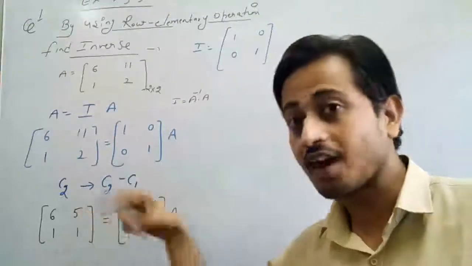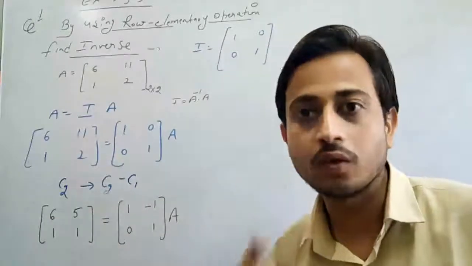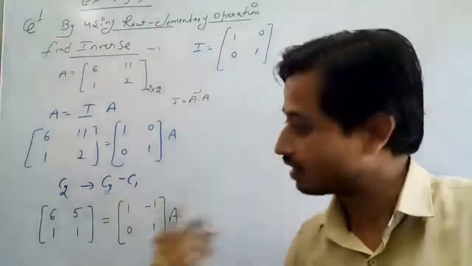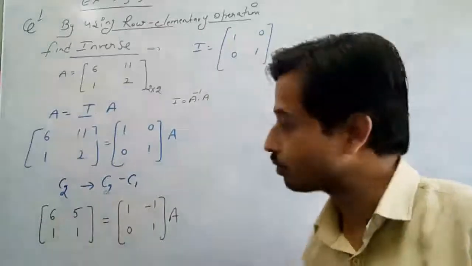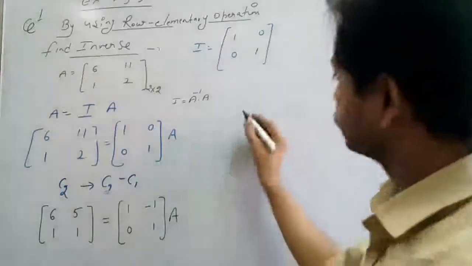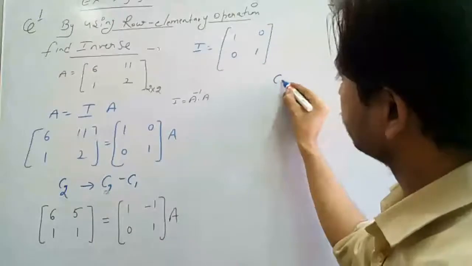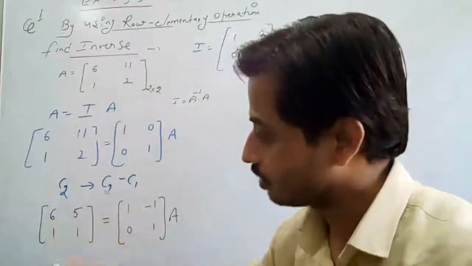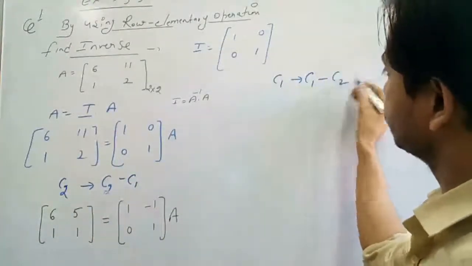Now please look, the first element is 6. Now we can easily obtain 1. How can we do it? If we subtract 6 minus 5, we get 1. It means we can easily obtain 1 in the first place. What do we have to apply? We are going to apply it on our first column, so we are going to apply column operations. C1, what do we have to do? We have to subtract C1 minus C2.